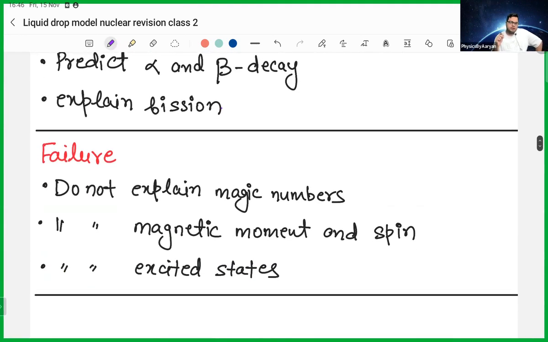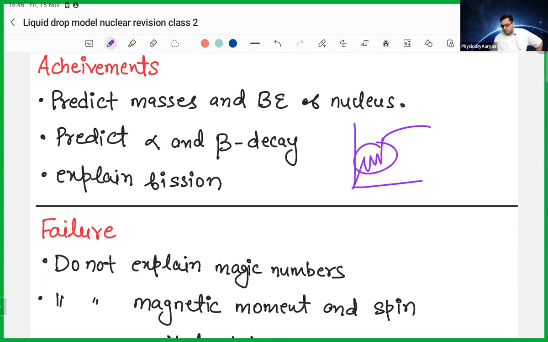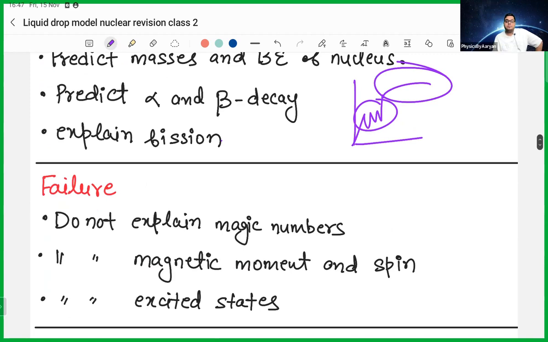The failure of this model was that it did not comment on the magic numbers. In the graph, at the very beginning, this feature was also there. So this model was explaining the central part, but not the beginning part where the magic numbers were. This model also did not explain spin and magnetic moments, which were also important, and it did not explain the excited states. The nucleus also goes to excited states, and then its binding energy changes. How that happens is not explained, because in this model they do not talk about energy levels.